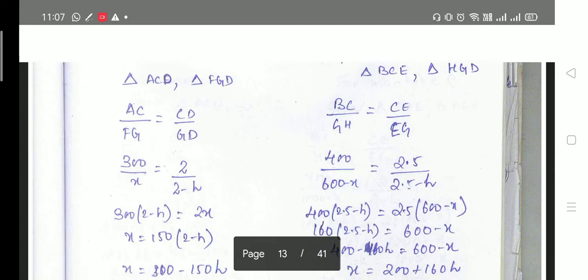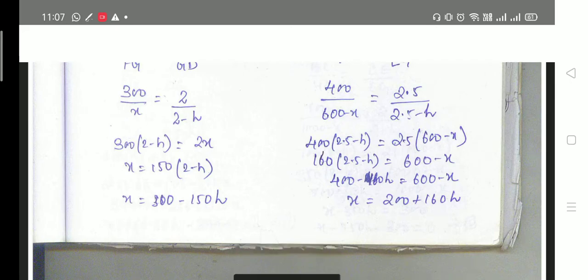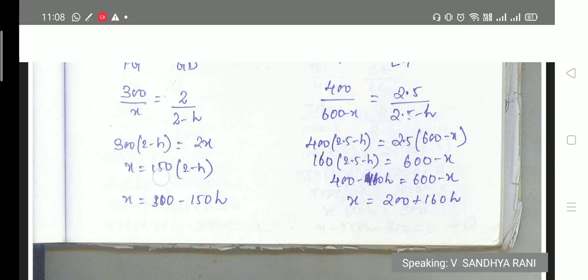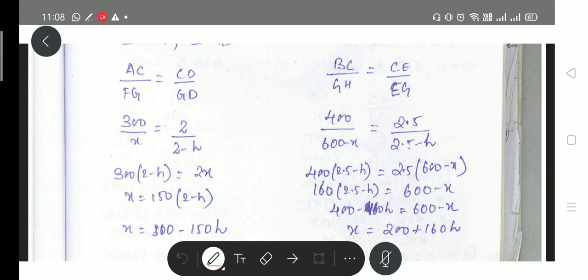After that we cross multiply: 300 into (2 minus H) is equal to 2X. From this, taking 2 to this side, X is equal to 150 into (2 minus H), that is 300 minus 150H. I am calling this equation number 1.